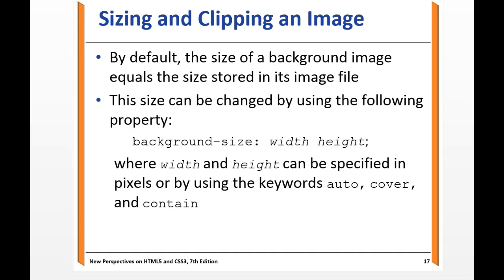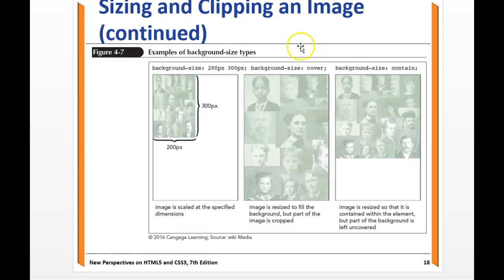But again, you have to play with these. So basically, this is what you can see. You can put the pixel, if you know which size you want. This one is the background size cover, so you see some things could actually not be shown in here. And this is the contain. It is contained within the element, but part of the background is left uncovered. So in here, you don't have it. It depends how you want to have this, and it's a great idea to play around with these properties.